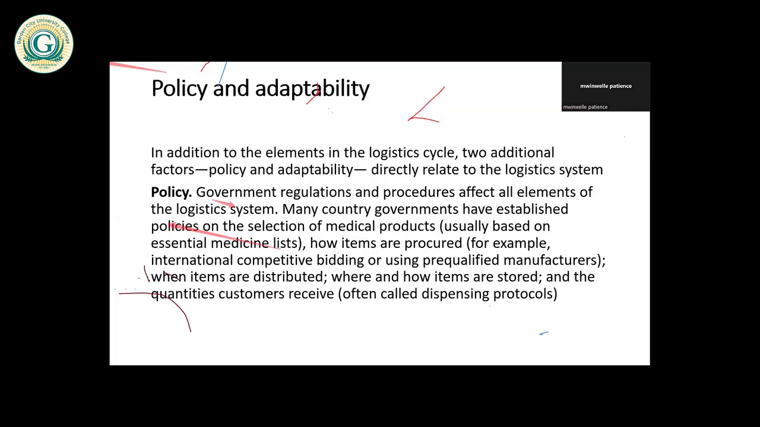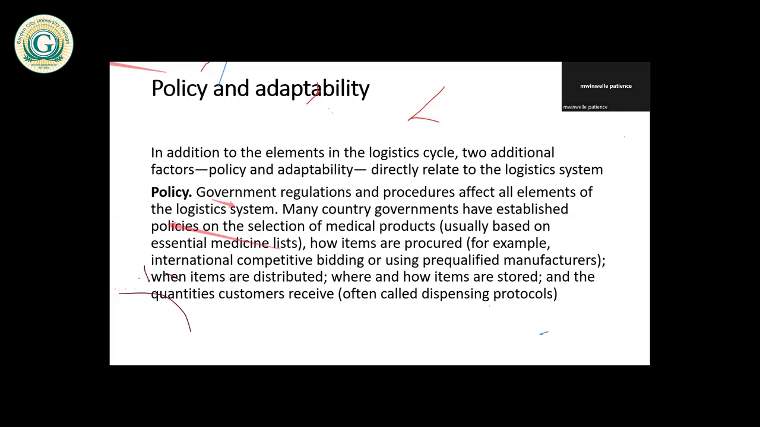One of the things that we need to look at is the policy and adaptability. In addition to the elements in the logistics cycle, two additional factors, policy and adaptability, directly relate to the logistics system. So what is policy? There should be policy governing how drugs are administered. So governing regulations and procedures affect all elements of the logistics system. Many country governments have established policies on the selection of medical products, usually based on essential medicine lists.